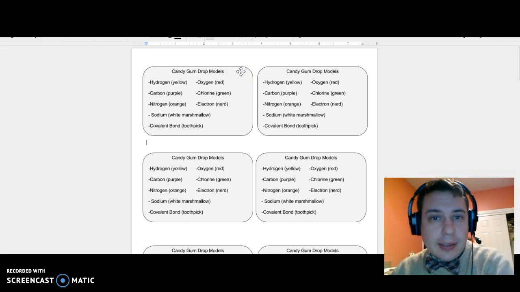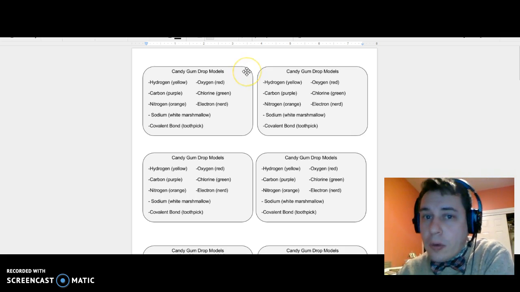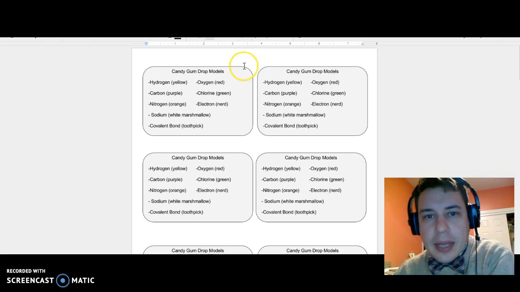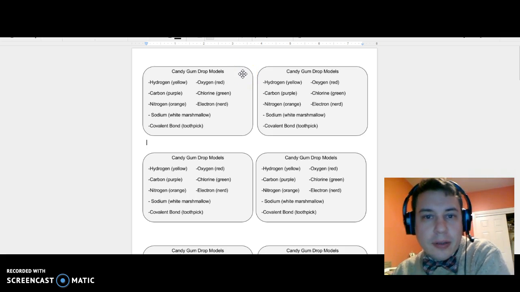Today we were building candy models and trying to model the difference between an ionic and a covalent bond. And the big idea we were trying to get across is that in covalent bonds, we're going to share electrons, and in ionic bonds, electrons are going to transfer, and we're not actually going to see a physical bond holding them together. For the class today, we used gumdrops.